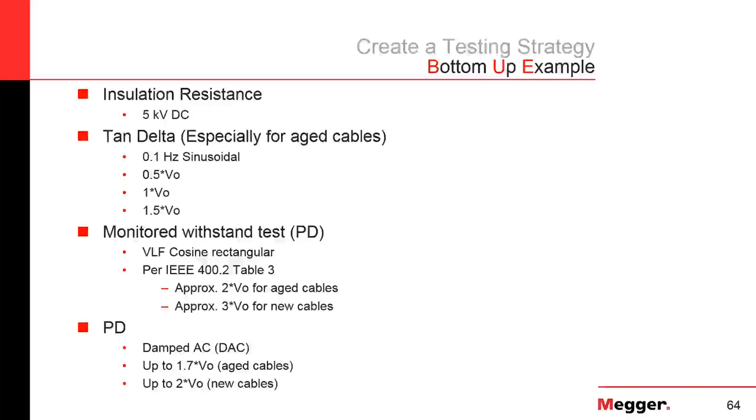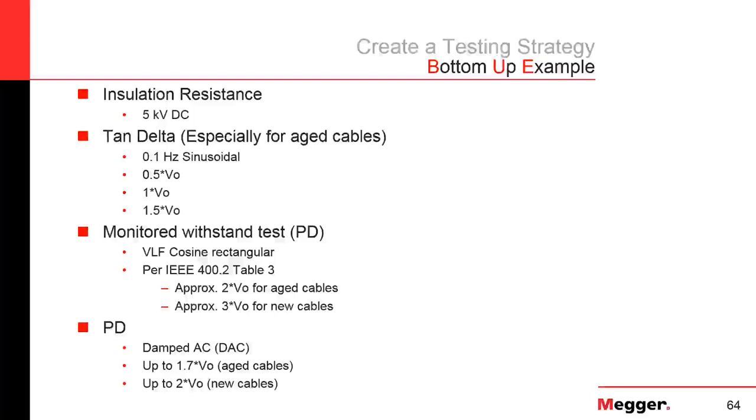So my example for a bottom up here, I would start with an insulation resistance test, 5 kV or 10 kV IR test, just to make sure that that cable's in reasonable shape to start with. The next step up here would be 0.1 hertz tan delta test. And I like this because it works its way up in voltage, half rated, 1.5. We're increasing the voltage with each step. The next test would be a monitored withstand test, or it doesn't have to be monitored, but that's with your VLF withstand test.